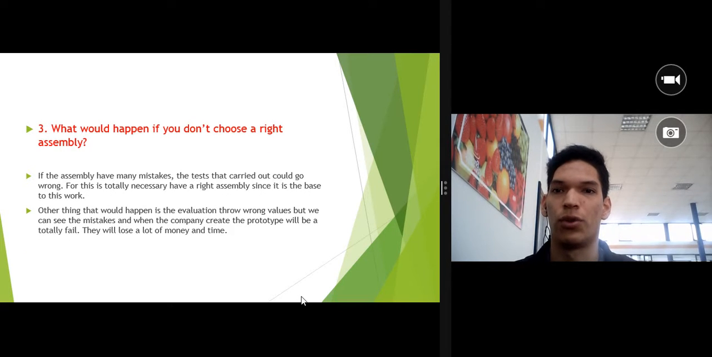What will happen if you don't choose the right assembly? If the assembly has many mistakes, the tests carried out could go wrong. For this reason, it is totally necessary to have a right assembly, since it is the base of this work. Another thing that would happen is the evaluation through wrong values, but we can see the mistakes, and when the company creates the prototype, it will totally fail. They will lose a lot of money and time.